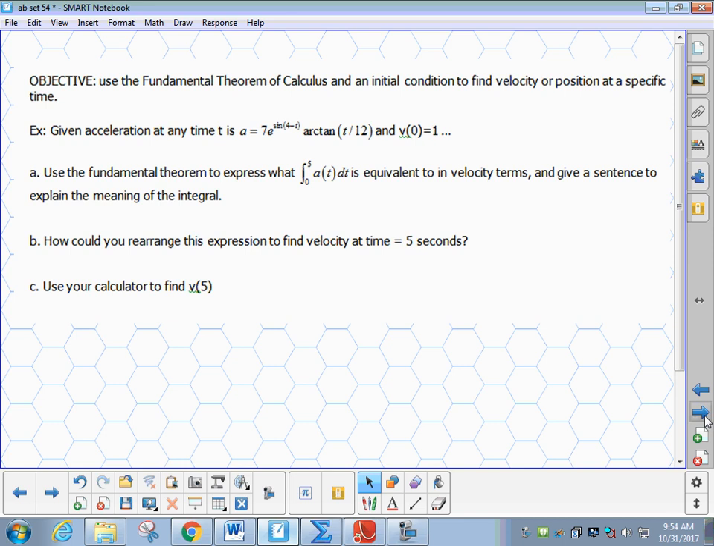All right, so fundamental theorem of calculus. There are a lot of levels, as I said, to FTC, and this is another one. Use an initial condition to find velocity or position at a specific, not general, time. So say you have this function: 7e to the sine of 4 minus t arctangent. It's pretty gross, yeah? It's hideous for a reason.